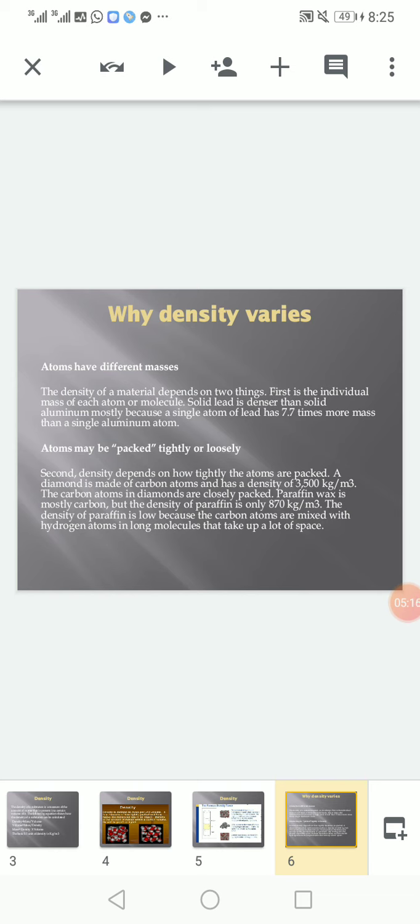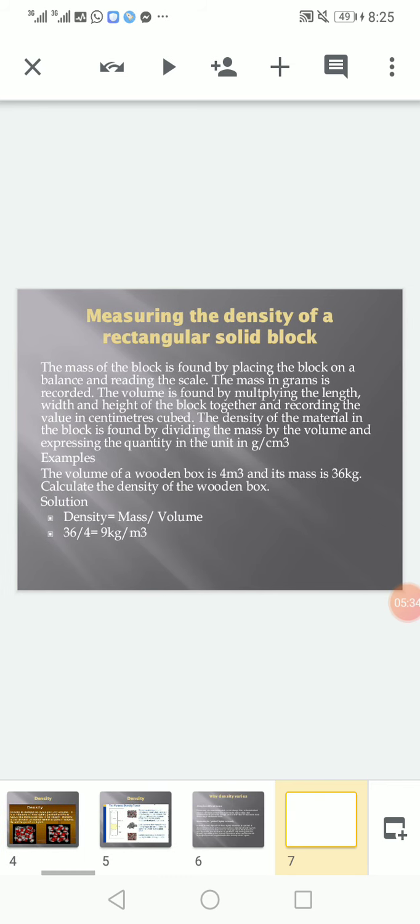The density of paraffin is low because the carbon atoms are mixed with hydrogen atoms in molecules that take up a lot of space. Remember, the two factors responsible for variation in density are that atoms have different masses, and atoms may be packed tightly or loosely.